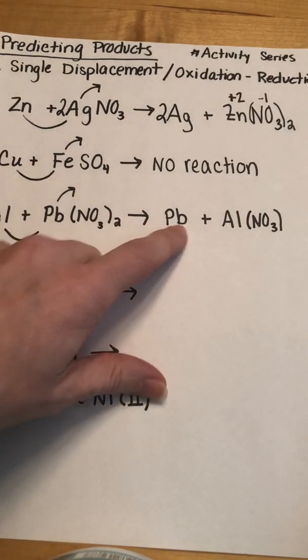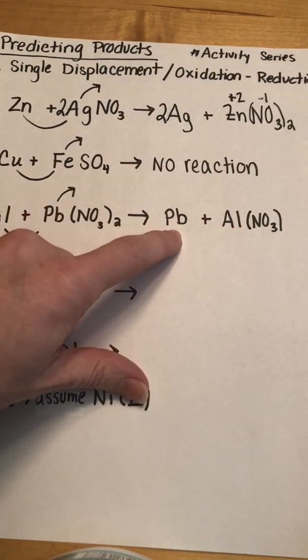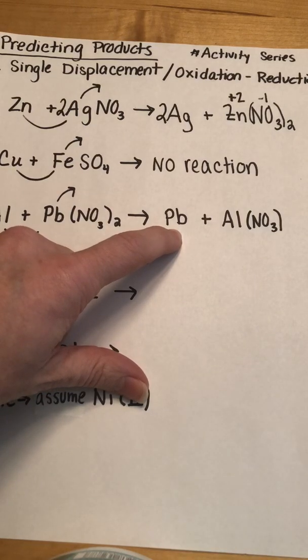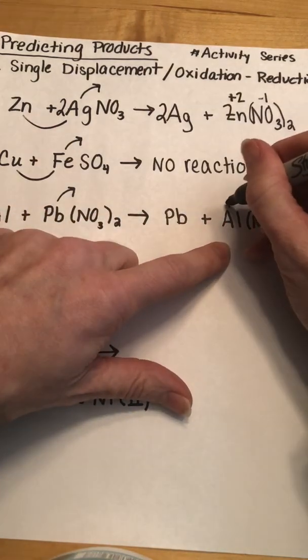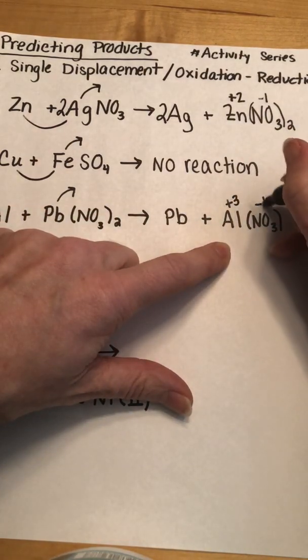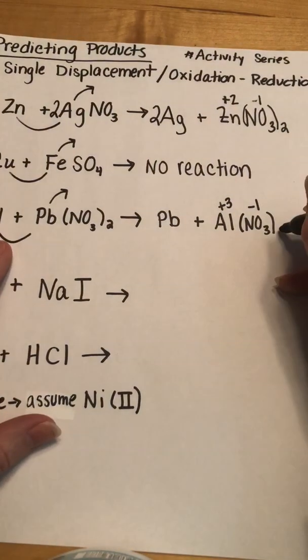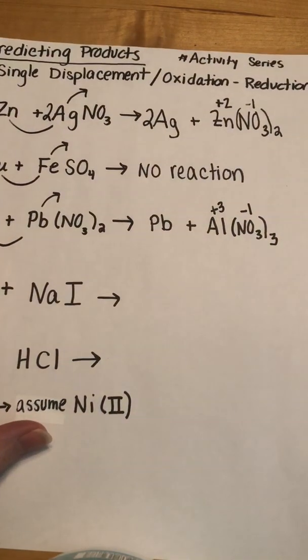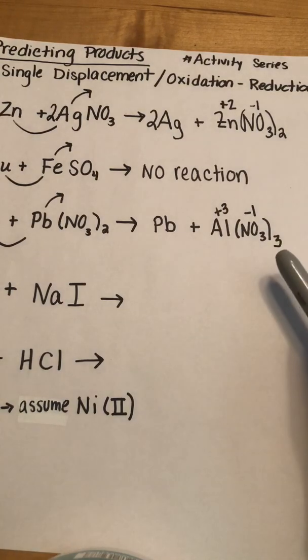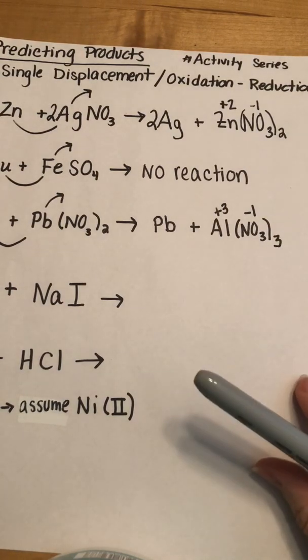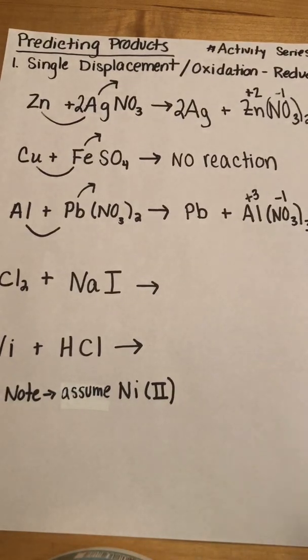So when we now look at our product side, lead is an element. Elements are always left alone unless they're one of the 7 diatomics, which lead is not. In the compound, aluminum has a +3 charge, nitrate has a -1 charge. So in order to balance out these two, when they come together, I'm going to need that subscript of 3. So my last step is just to then balance the equation.